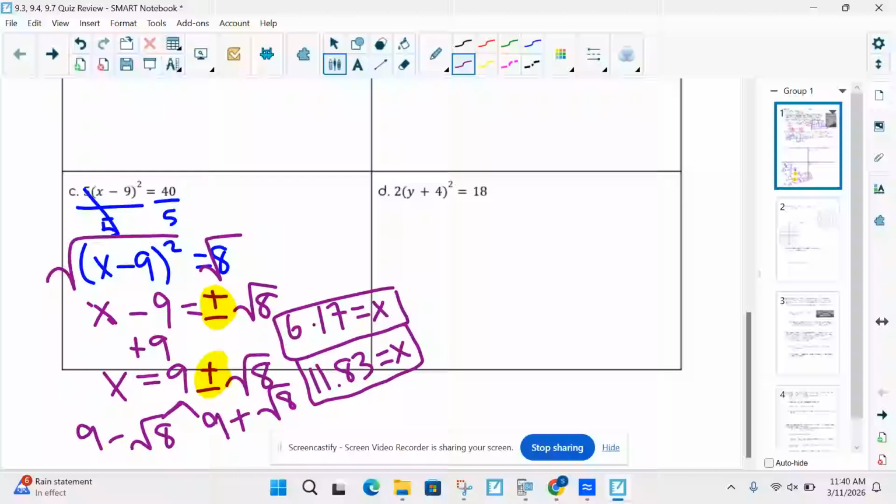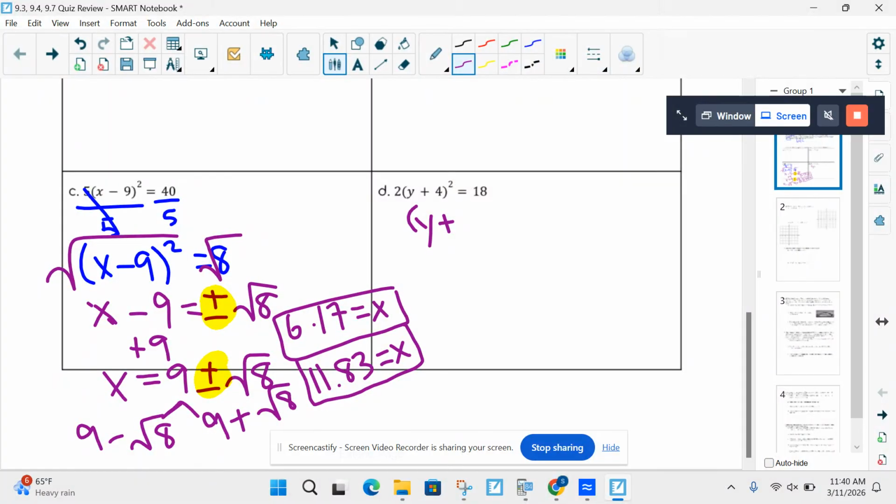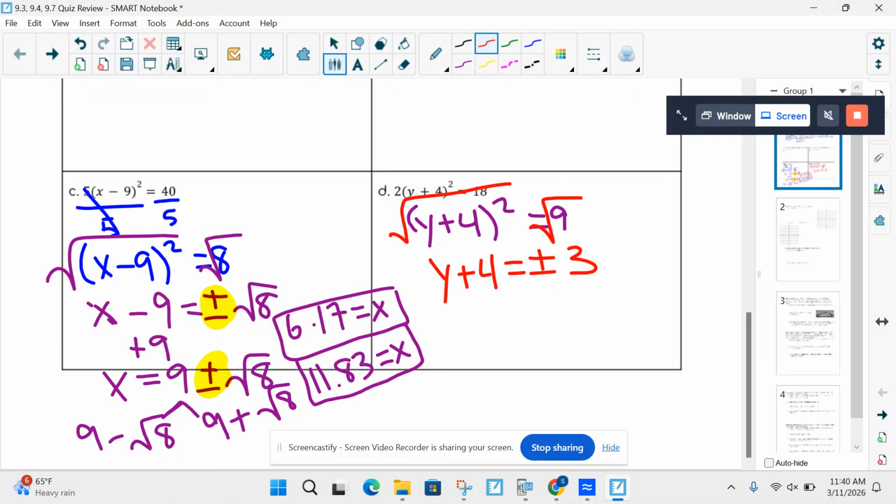Okay. Not that part D is harder than part C. In fact, it's easier because you can do it without a calculator. But there's a part in part D where you guys make mistakes sometimes by not including the plus or minus symbol. So let's divide by 2. You get y plus 4 squared equals 9. And then you take the square root. Just because the answer comes out to be a whole number, though, doesn't mean we don't include the plus or minus symbol. So you do still have plus or minus 3. That's where people forget, is that they don't include the plus or minus symbol if it comes out to be an integer.